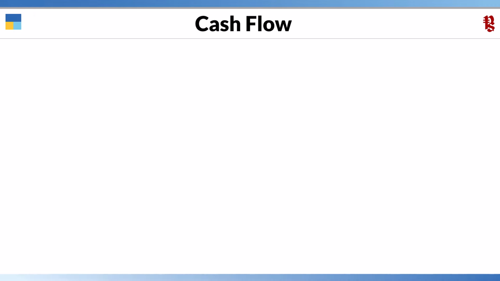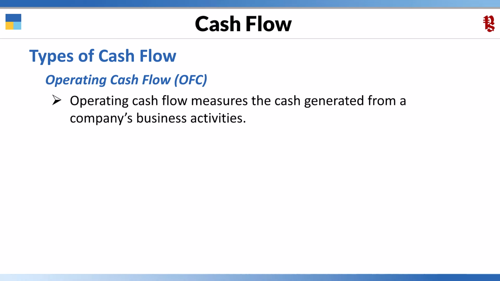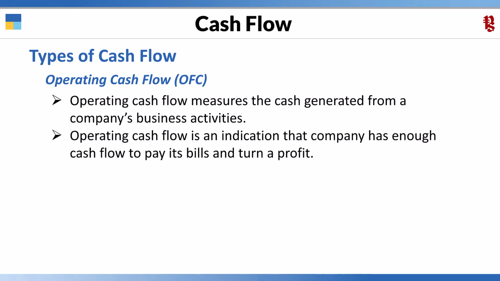Let us now understand the types of cash flow. There are two types of cash flow. One is called operating cash flow, normally abbreviated as OCF. Now what is this operating cash flow? What information does this operating cash flow project? Operating cash flow measures the cash generated from a company's business activity. Operating cash flow is an indication that the company has enough cash flow to pay its bills and turn a profit.